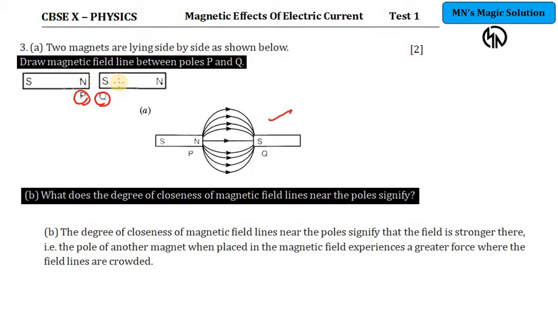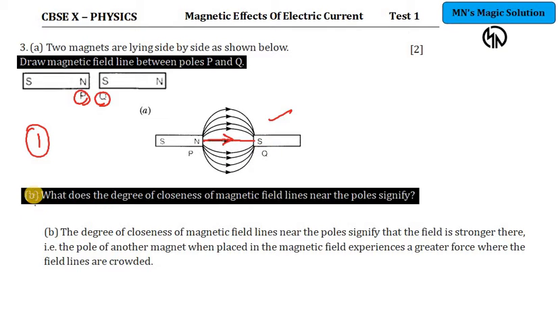Therefore, the magnetic field lines should move from the north pole towards the south pole, from the north pole of this bar magnet to the south pole of this bar magnet. So magnetic field lines, how do they travel? Put a proper arrow mark, from north towards south, so that it is clear. And it is 1 mark for drawing this proper diagram. They should be closed curves, starting from north and ending with south.